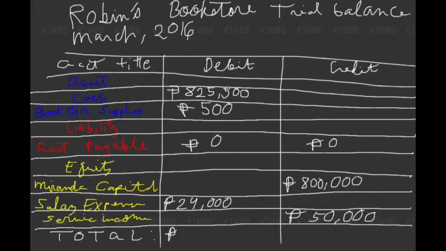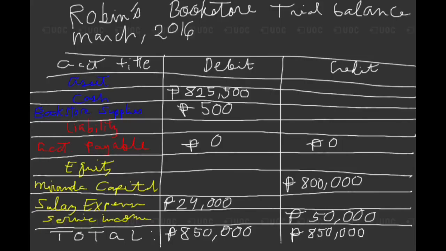Now, on debit, we have 825,500 pesos plus 500 pesos, that makes 826,000 pesos. Then, add that with 24,000 pesos, we have 850,000 pesos. Now, on the credit side, we have 800,000 pesos plus 50,000 pesos, leaving us with also 850,000 pesos. So there we go.